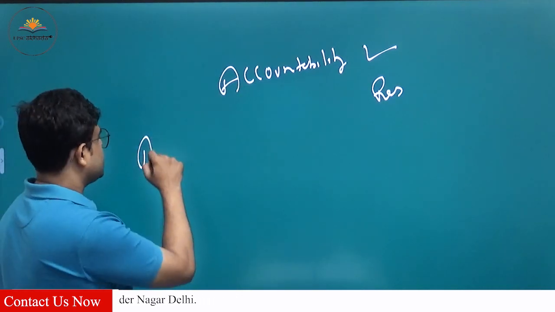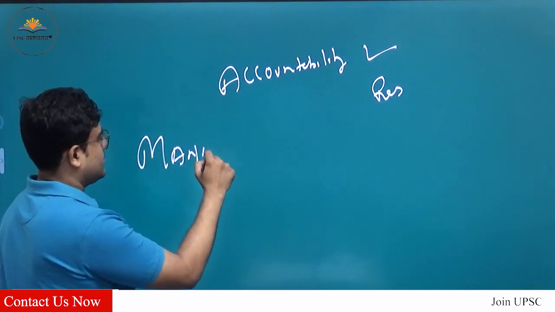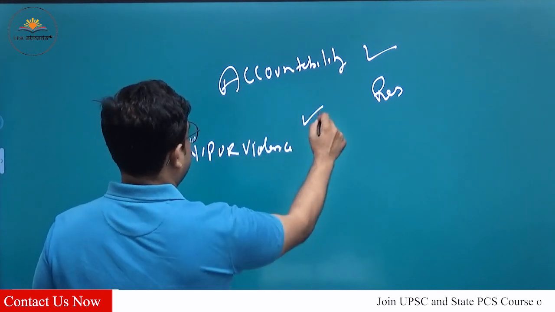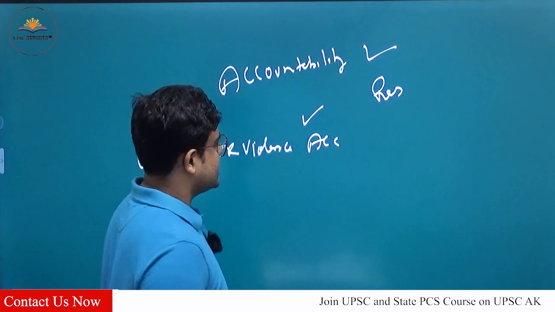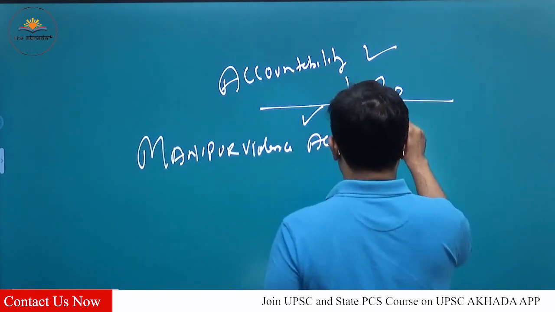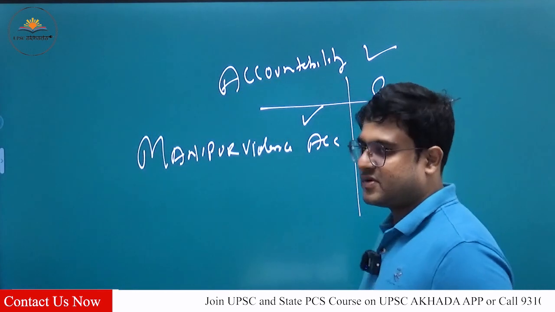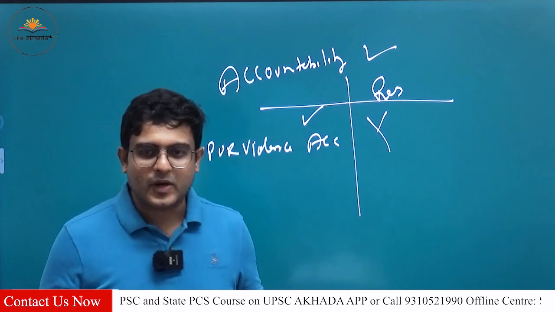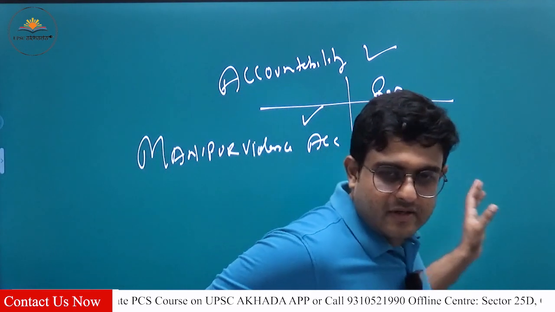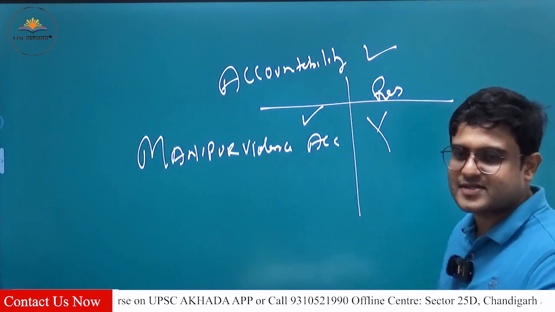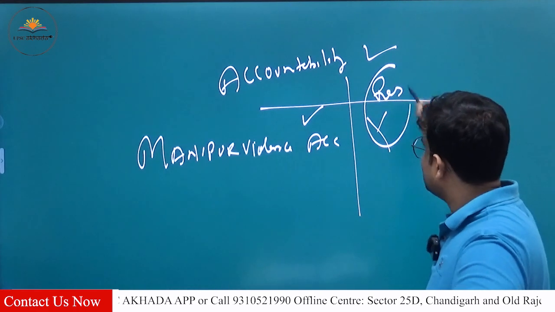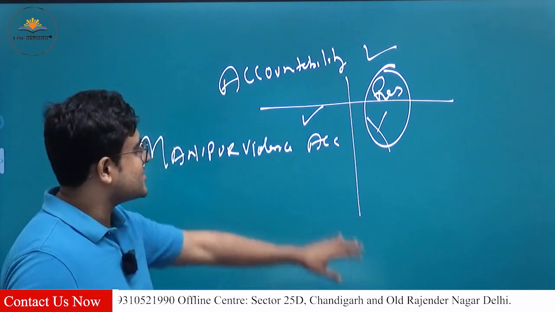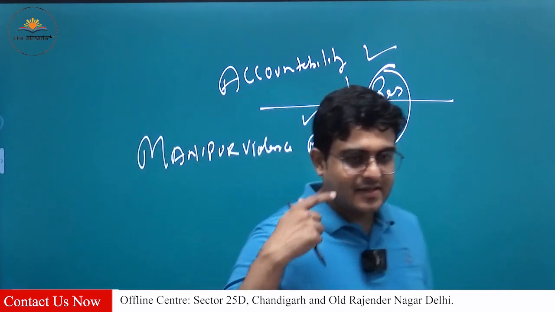So, Manipur violence: accountability, yes, but responsibility, no. Government may have arrested people who are behind this violence, but ultimate responsibility is upon whom? The state government and the union government. This responsibility was not fixed.